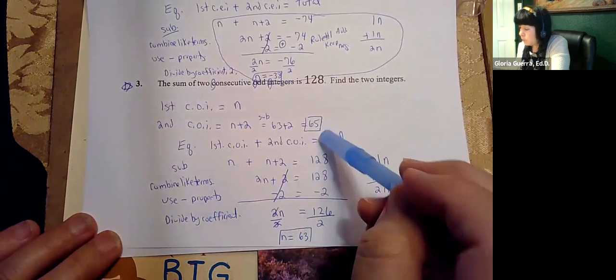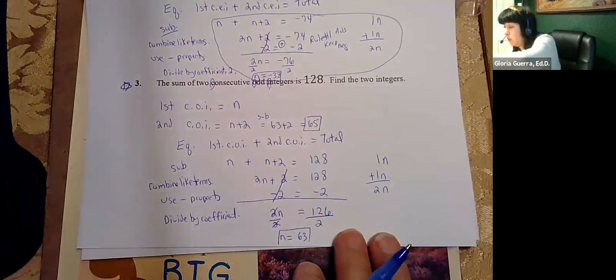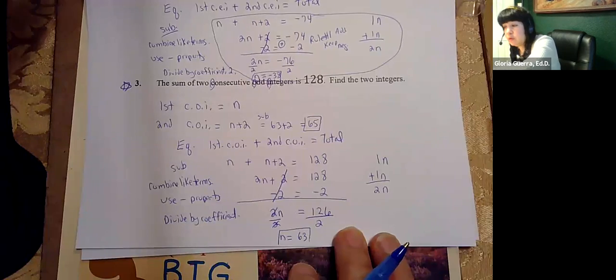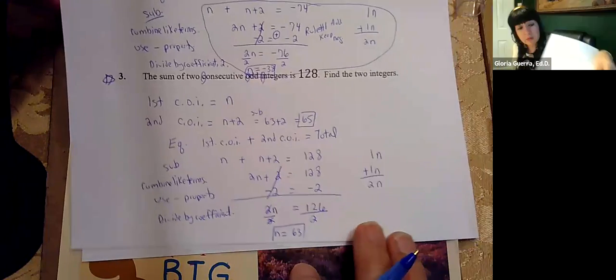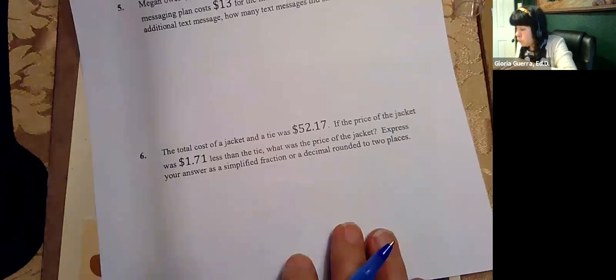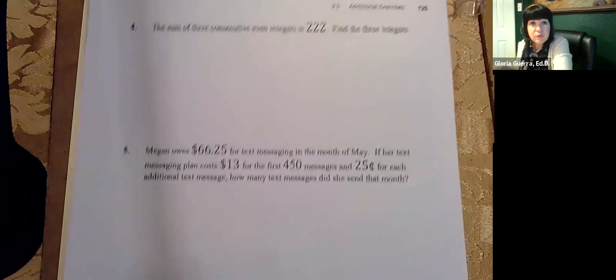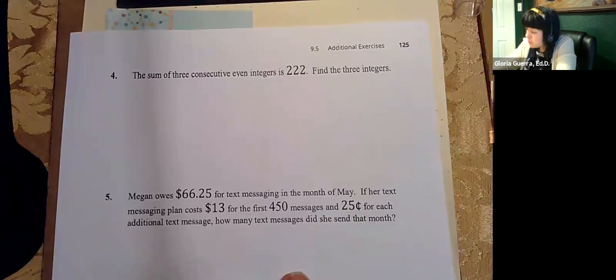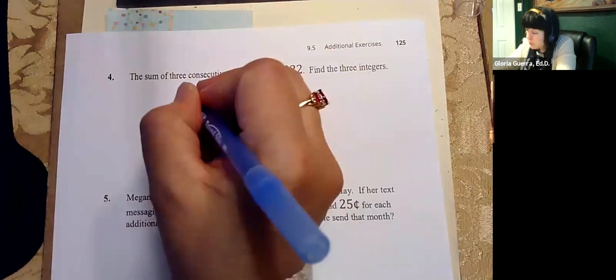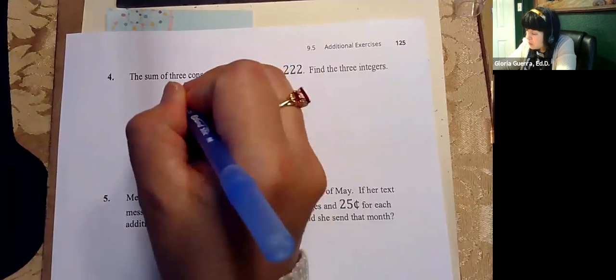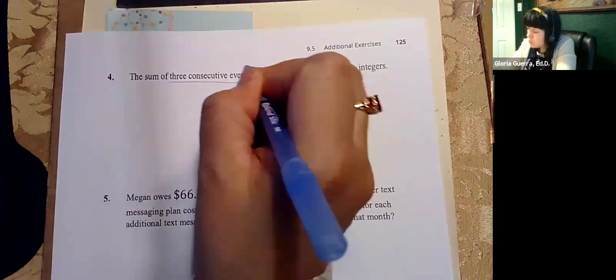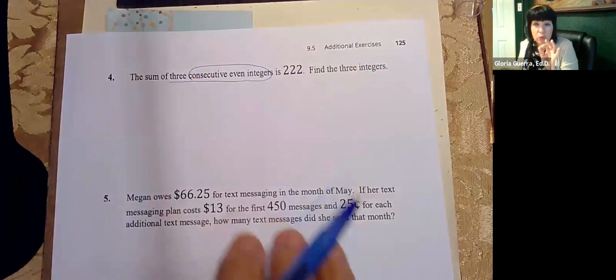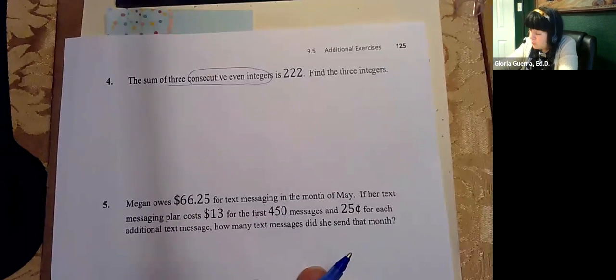Okay, all right, let's see. I think there's another one on the other page. Yes, number 4. We'll do this, and then we'll go back to that other one. So 3 consecutive even integers. Okay, so here you're working with 3 of them.